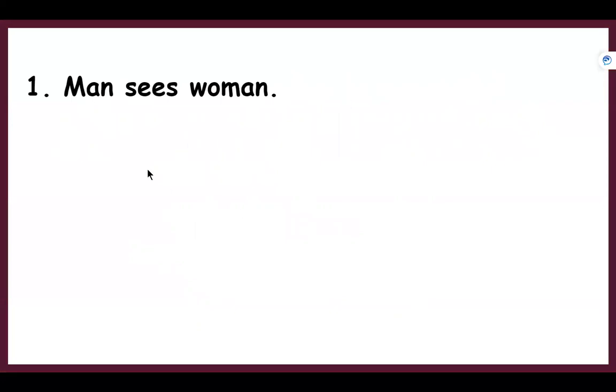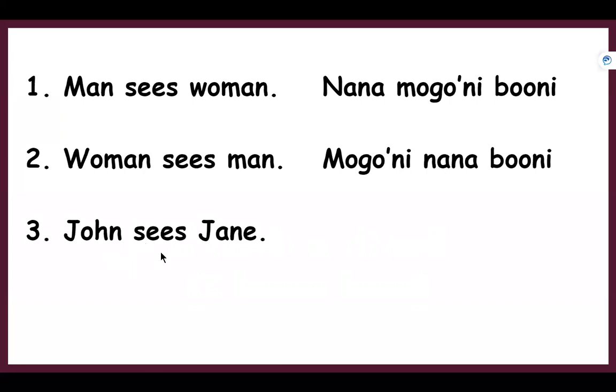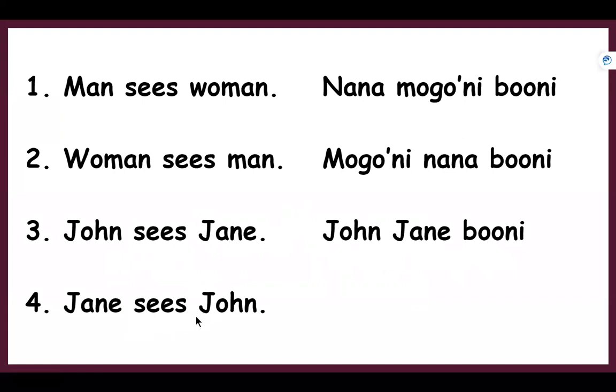Now it's your turn. Number 1. How would you say man sees woman? Nana mogotni bunni. What about woman sees man? Mogotni nana bunni. So it's very important which one goes first. The subject goes first. 3. John sees Jane. John Jane bunni. Jane sees John. Number 4. Jane John bunni.